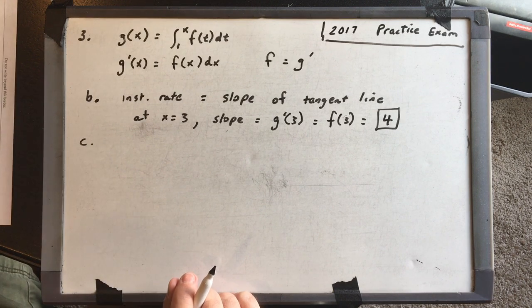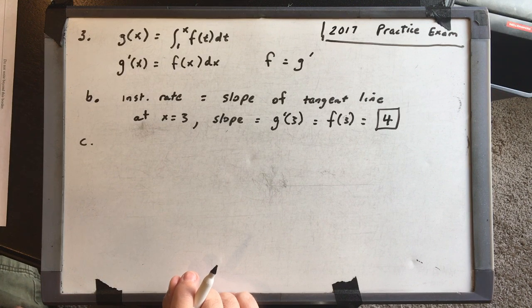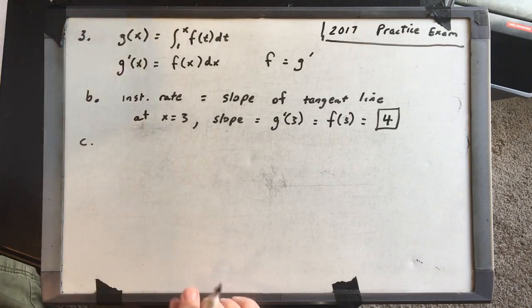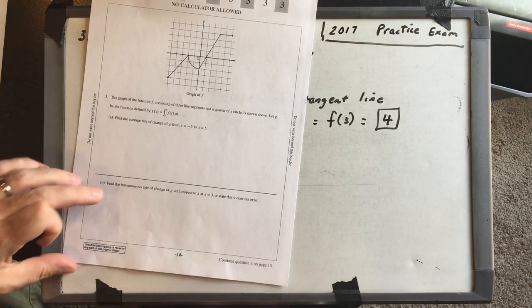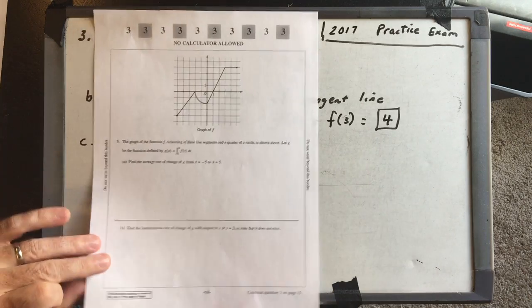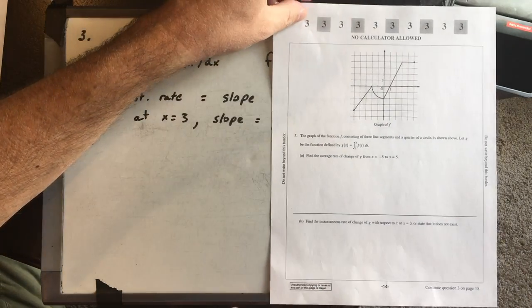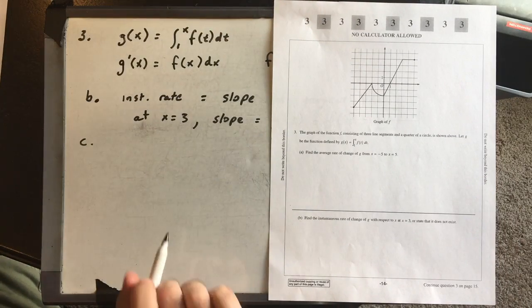Okay, part C says, on what open intervals, if any, is the graph of g concave up? And justify your answer. Okay, let's look. So we're looking at where the graph is concave up. All right, so I'm going to put this over to the side here. I hope you can see that graph. Look at your own paper there.